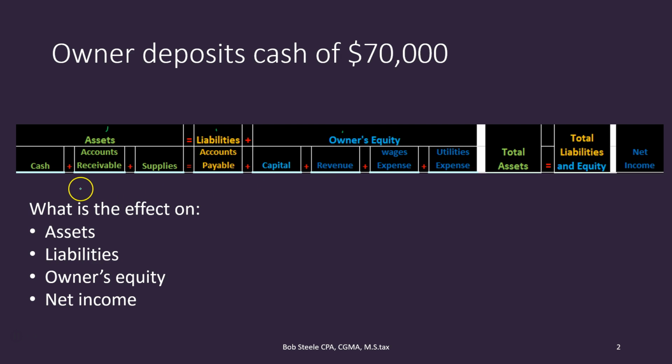We have our accounts listed under the assets. These are types of assets: cash, accounts receivable, supplies. Types of liabilities, we only have accounts payable at this time. Types of owner's equity, we've got capital, which is an owner's equity section. And then we've got the income statement, including revenue and expenses, where we just have wages and utilities at this point. That is our accounting equation.